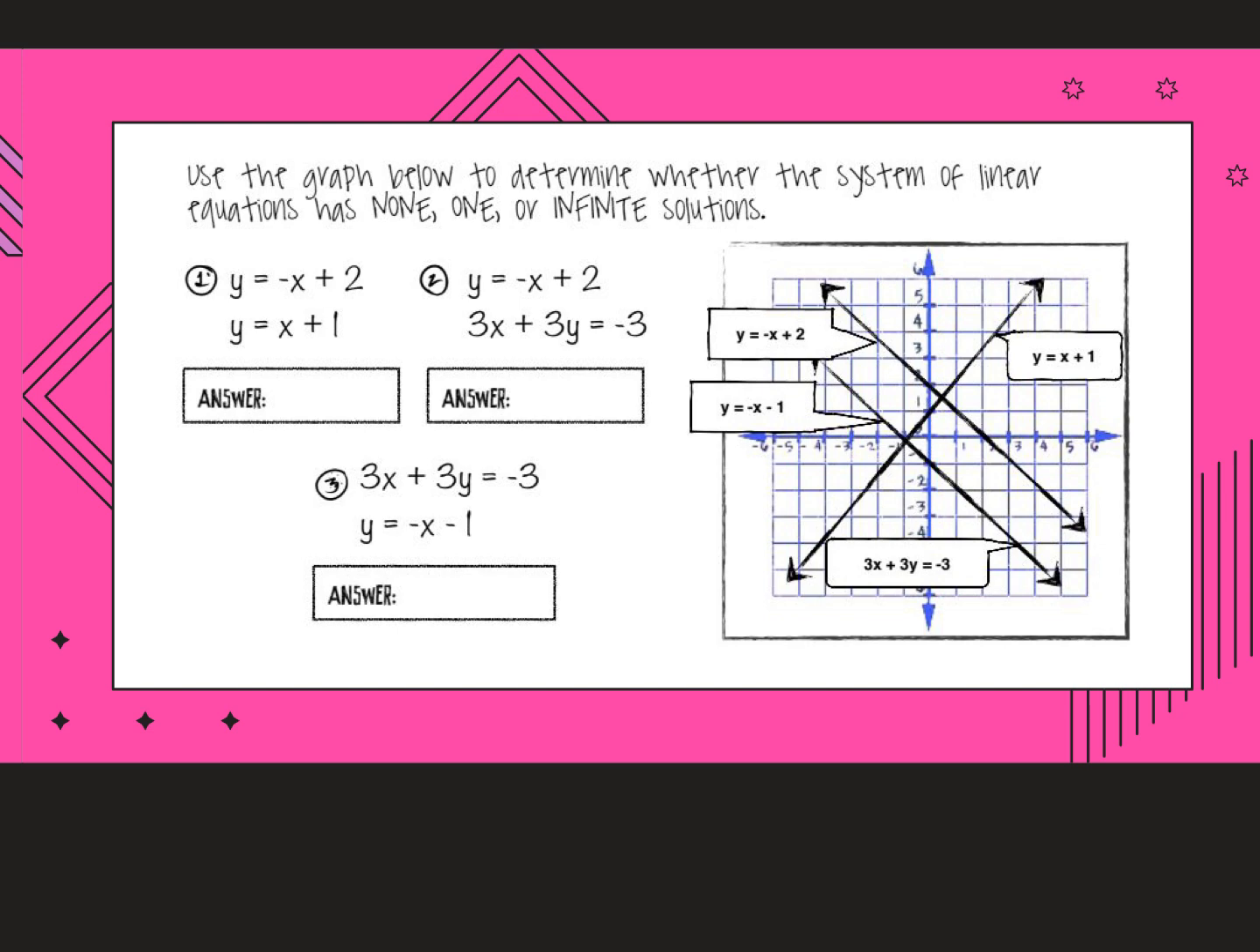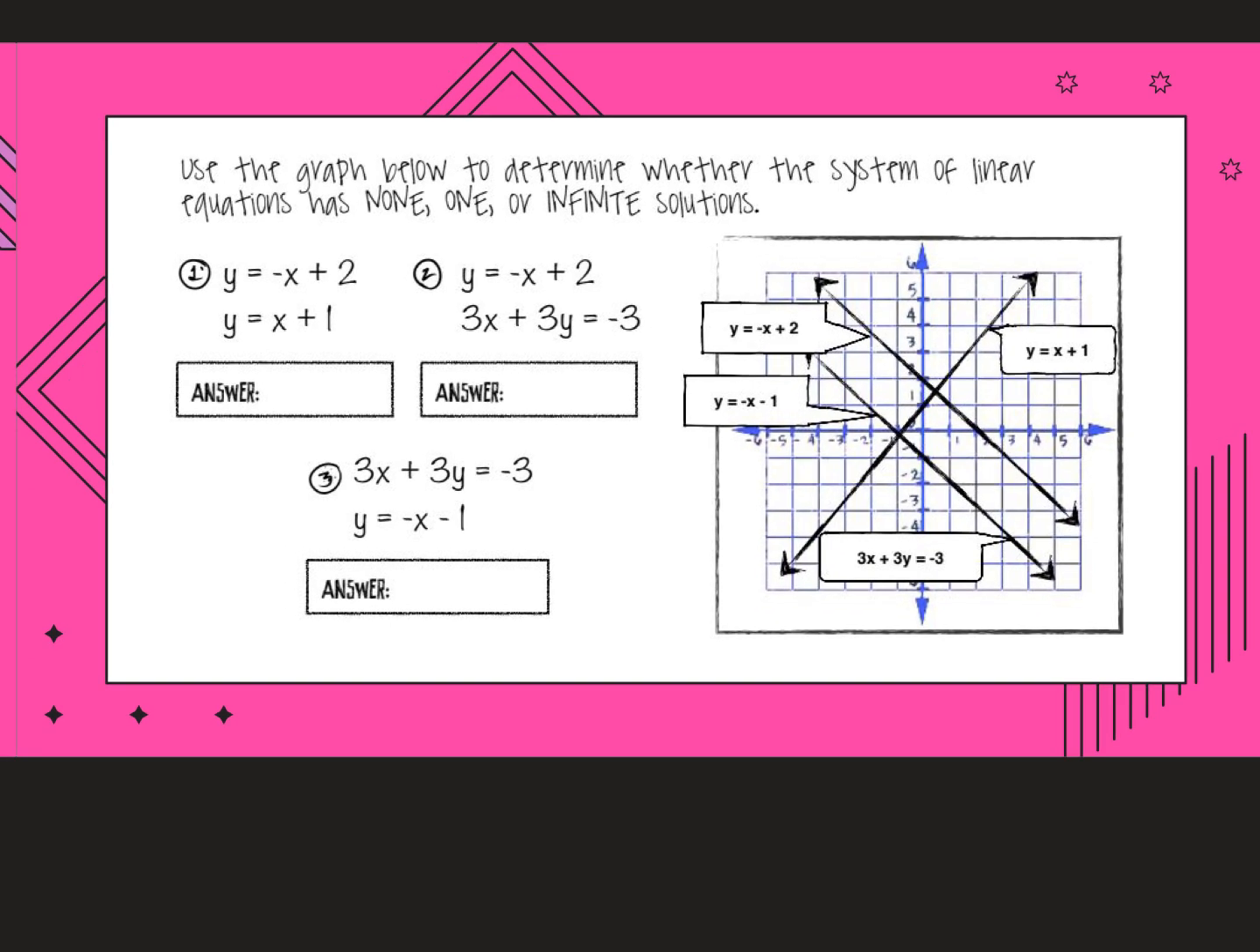All right, so if we take a look at this example here, we have y equals -x plus 2, which is going to be this line here. And we have y equals x plus 1, which means we have one solution here because we can see that those two lines intersect here. So we have one solution.